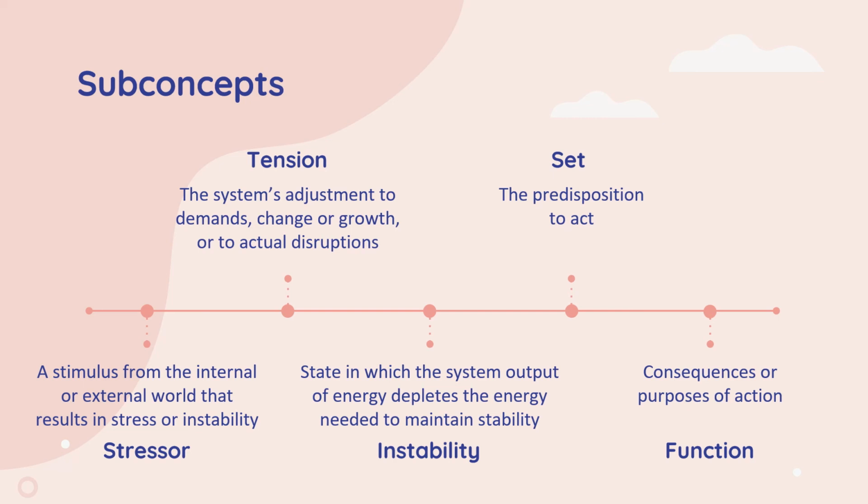Stressor: a stimulus from the external or internal world that results in stress or instability. Tension: the system's adjustment to demands, change or growth, or to actual disruptions. Instability is the state in which the system output of energy depletes the energy needed to maintain stability. Set is the predisposition to act. It implies that, having only a few alternatives from which to select a behavioral response, the individual will rank those options and choose the option considered most desirable. Function is the consequences or purposes of action.